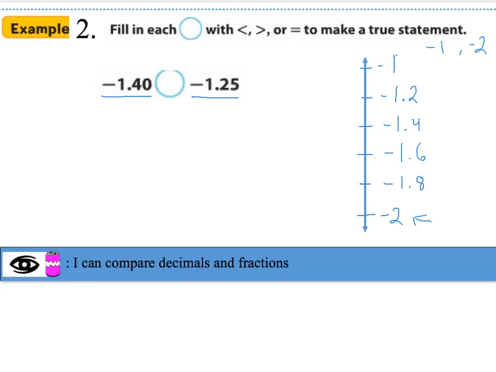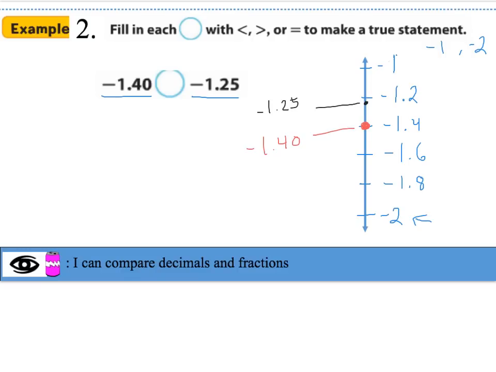So now that we have these locations on our number line, it's going to make it easier to graph. Let's go ahead and graph -1 and 4/10. It goes right here. So this right here would be -1 and 4/10. And let's go ahead and graph -1 and 25/100ths. It would be not on the -1.2, but a little below it, which would be -1.25.